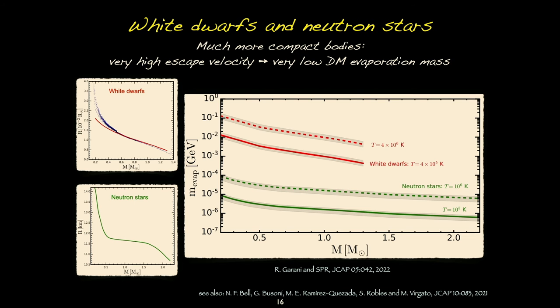Okay, we also computed this, as I said, for all objects in hydrostatic equilibrium. So we also computed this for white dwarfs and neutron stars. They are a lot more compact objects than the ones I showed in the previous case. And actually, you can get to evaporation mass much lower for white dwarfs. For cooled white dwarfs, you can get down to MeV masses.